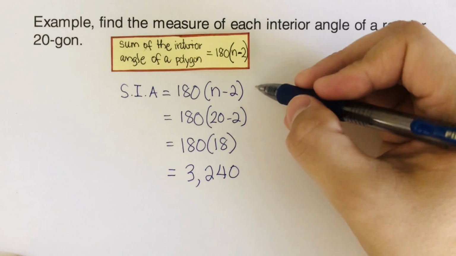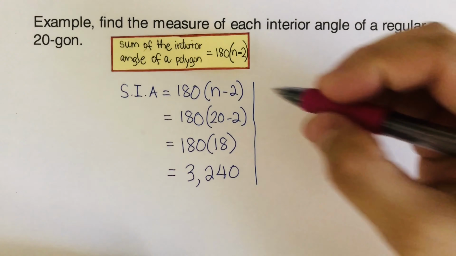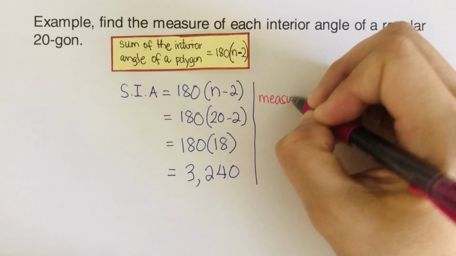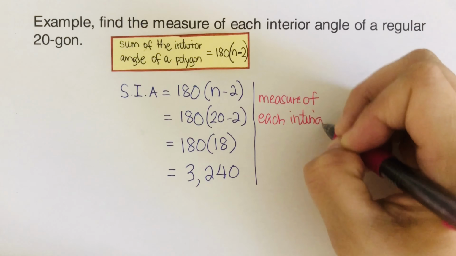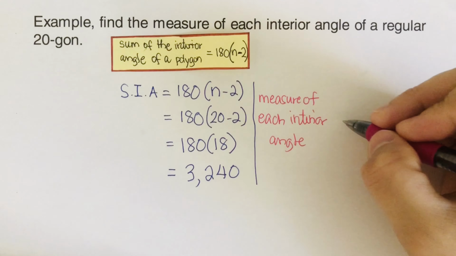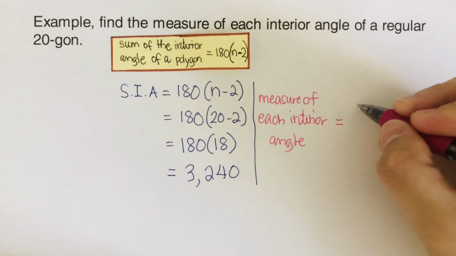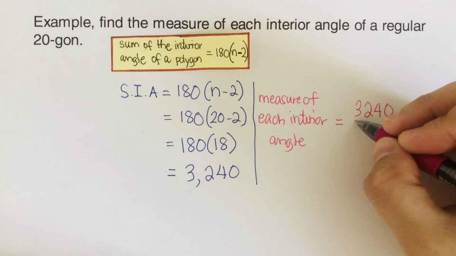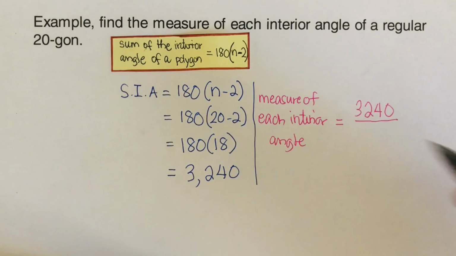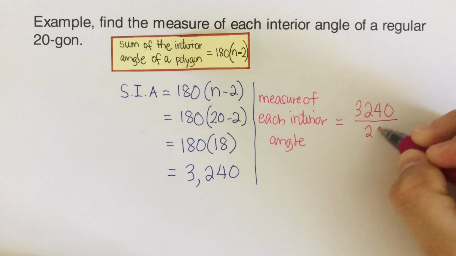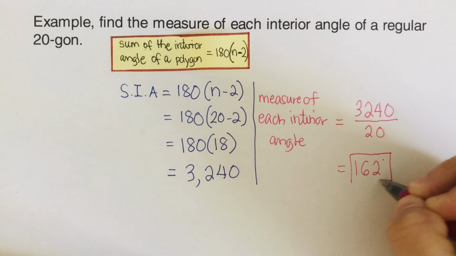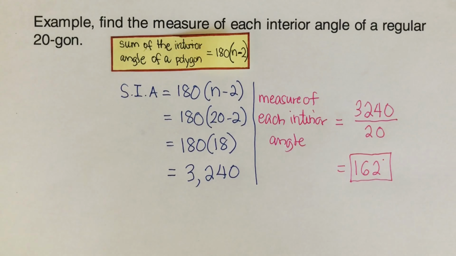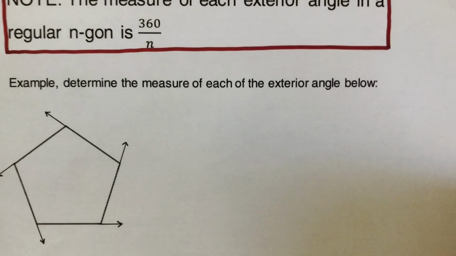Now we want to determine the measure of each interior angle. So one angle, what is its measure? That would be the total, 3,240, divided by 20, since there are 20 angles. So that means it's 162 degrees. That is the measure of each of the angles in this regular 20-gon. Did you get the same answer? Good. Perfect. Now let's have the last notes right here.